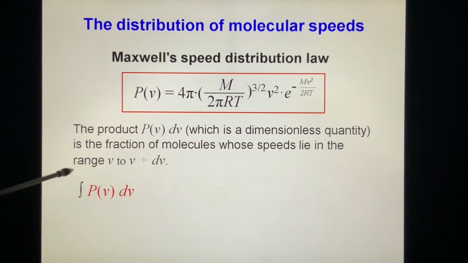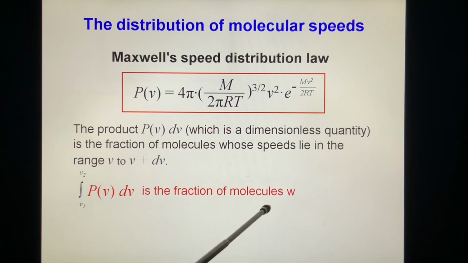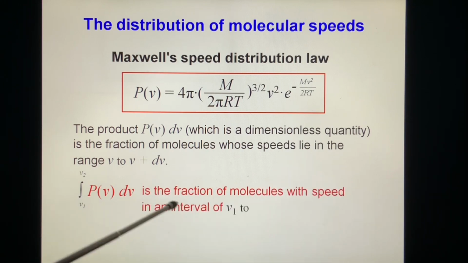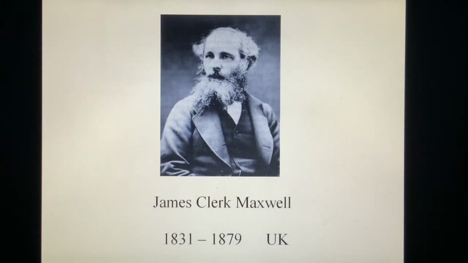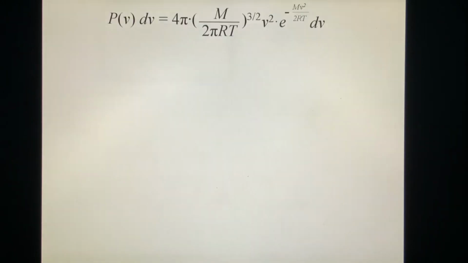And we do the integration from v1 to v2. What does this mean? It is the fraction of molecules with a speed in the interval v1 to v2. Or if we take v1 equal to 0 and v2 equal to infinity, you cover all kinds of speeds, so it should be 100%, right? Maxwell, a great physicist, we will learn some theory from him.